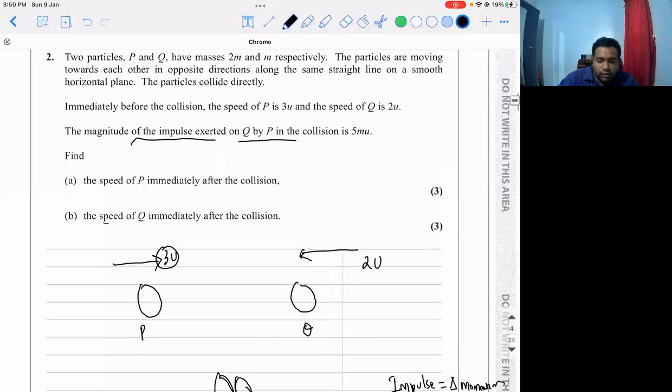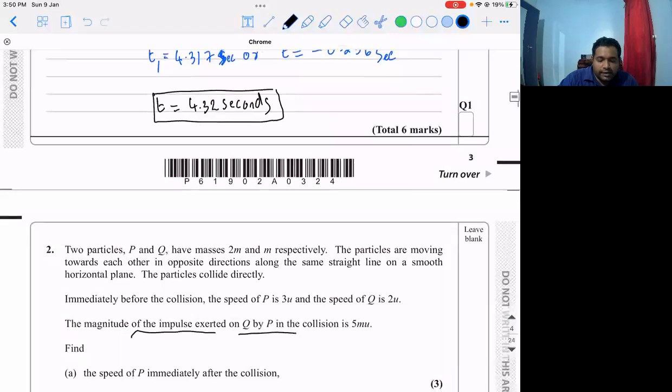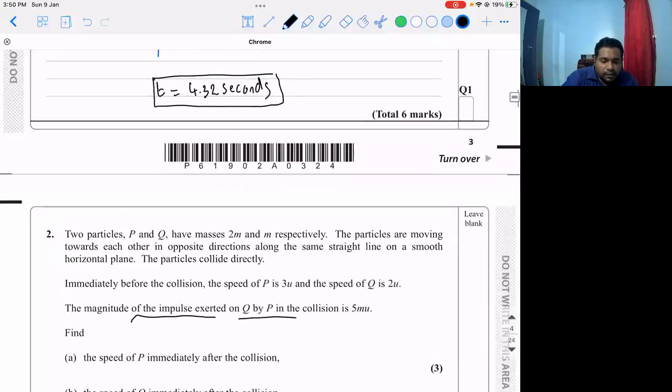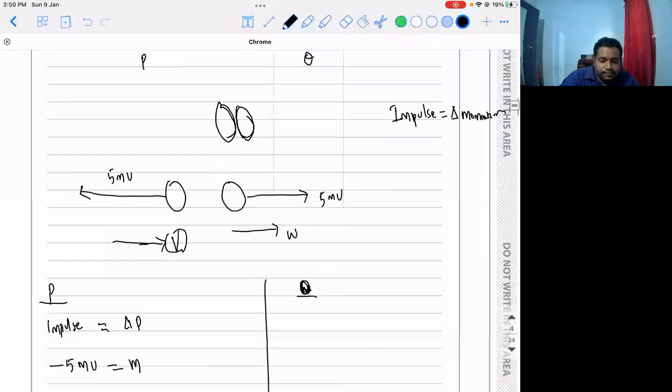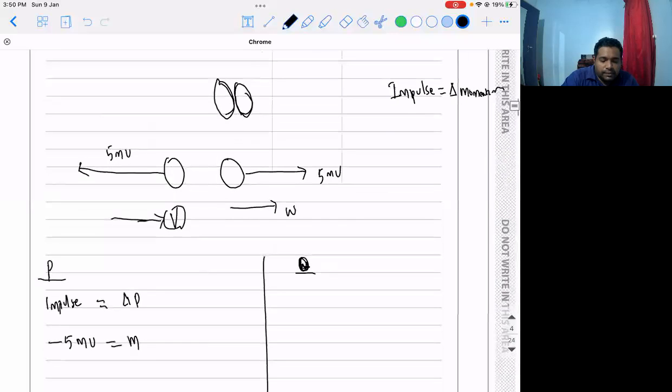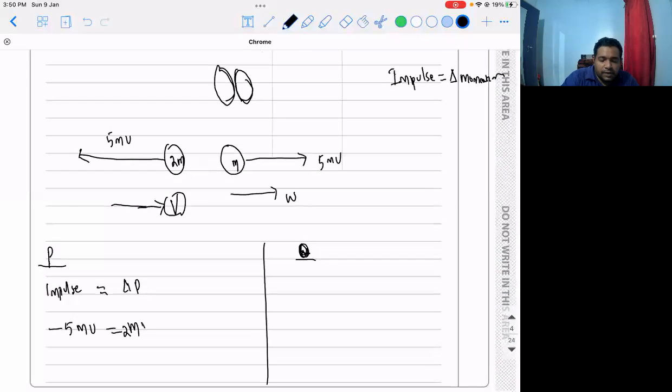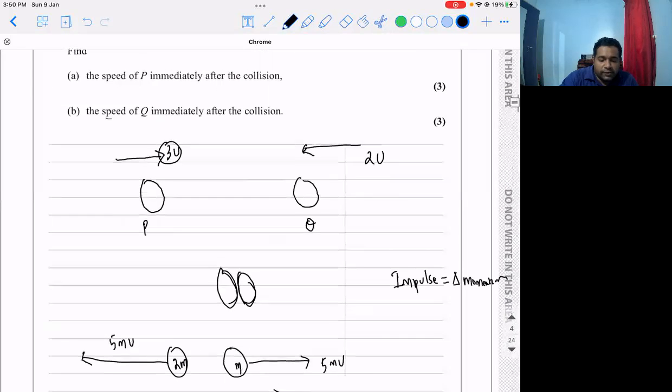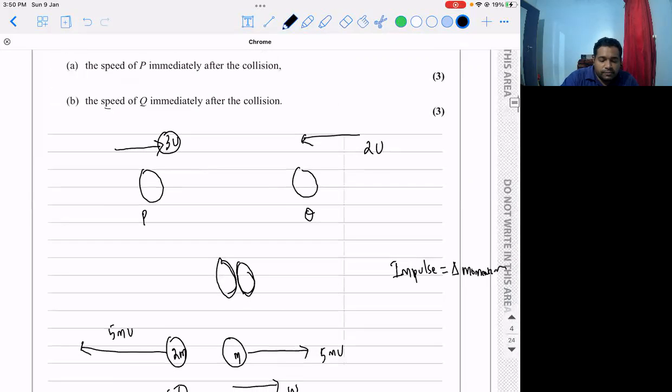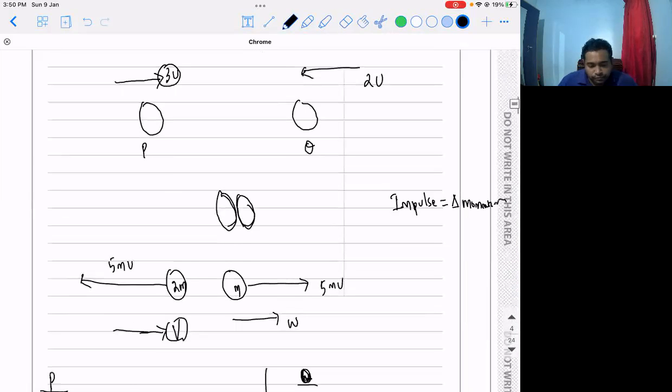P is having a mass of 2M, right? I didn't mark that. It's 2M and M. So 2M times V, that is final momentum, minus 2M times its initial velocity, which was 3U. Correct, my dear students?